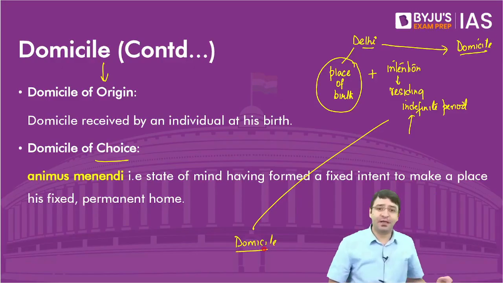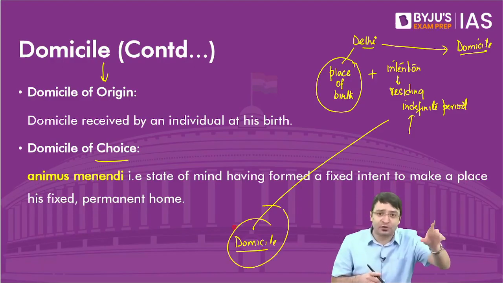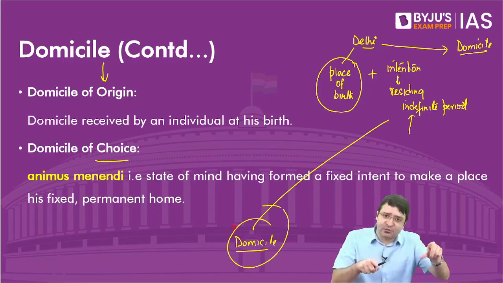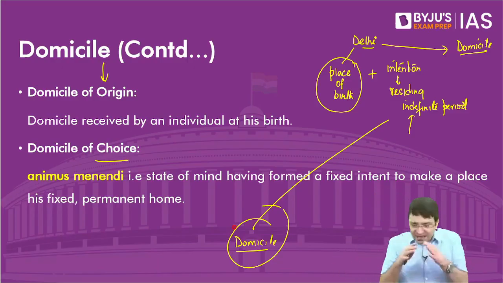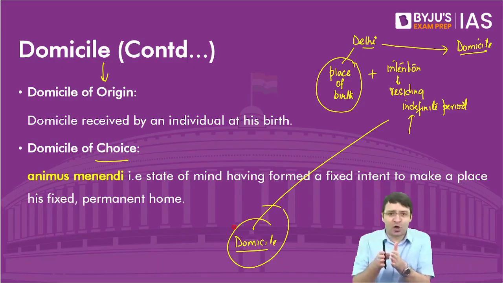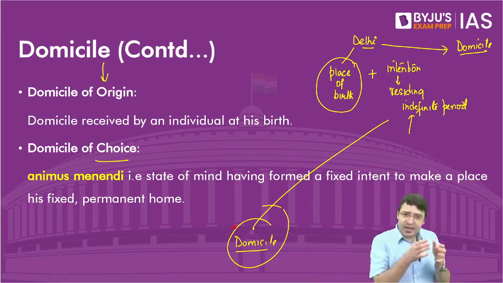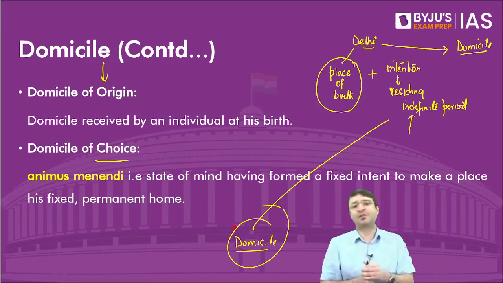Then what is the benefit? For domiciles, there can be a reservation in government jobs. For domiciles, there can be reservation in educational institutions. That means Karnataka can reserve some of its government jobs for those who are the domiciles of Karnataka. Karnataka can reserve educational institution seats for those who are the domiciles of Karnataka.